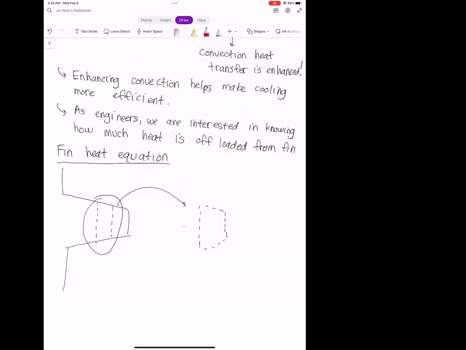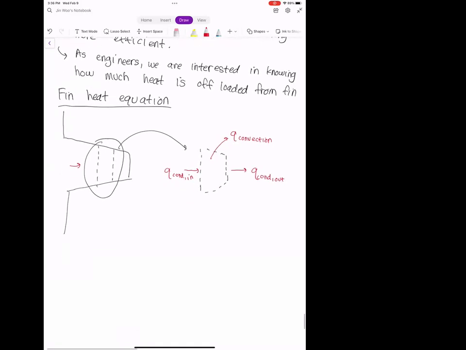Okay, and so on the one hand, we have conduction heat transfer coming in from the base. So this will be Q conduction in. And on the other side, we have conduction heat transfer that's coming out. And they may not necessarily be the same, because convection is occurring as well. And so at the same time, off the sides of this slice, we have convection heat transfer. Right. And so we have conduction coming in, in the horizontal direction, and we have convection going out in a perpendicular direction.